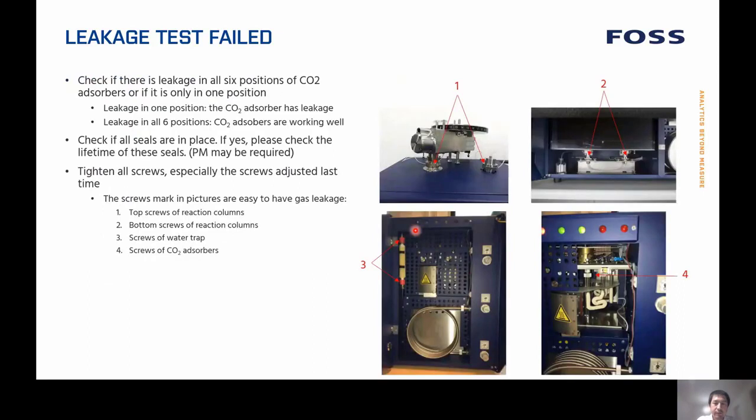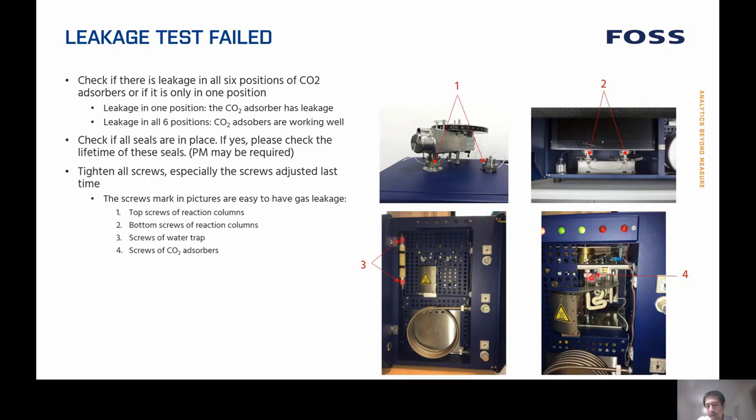And here is some information on where you can expect leakage from. Here are some pictures showing where the leakage usually comes from. These are all the positions where you change the consumables. This is the top of the two reactors, the combustion reactor and the reduction reactor. This is the bottom of the combustion reactor and the reduction reactor. This is water trap 3, the silicon gel, the two ends, because you have to take out this water trap, refill it and put it back. So there is a risk of leakage at these two positions.